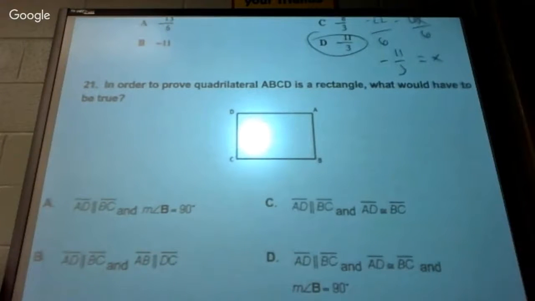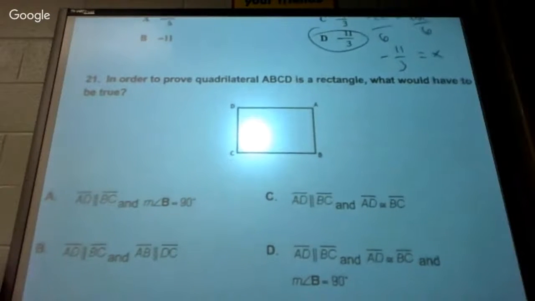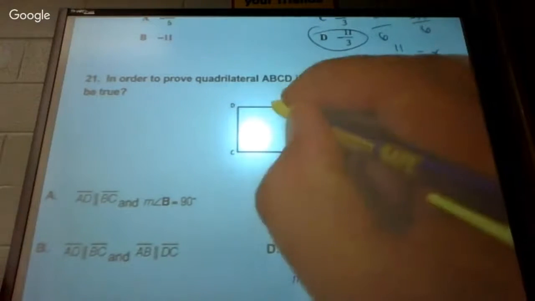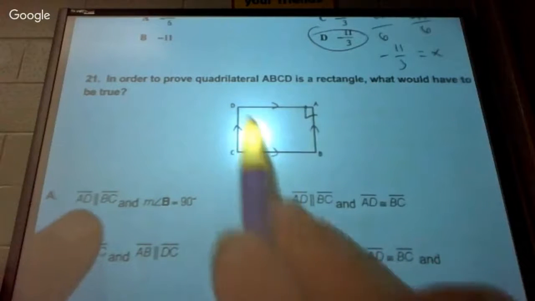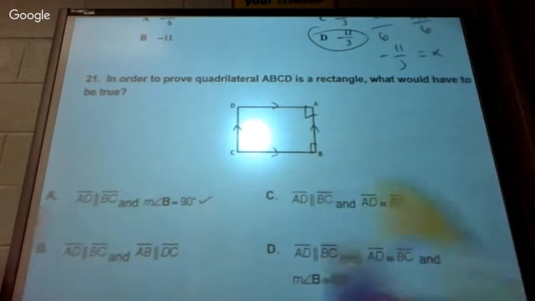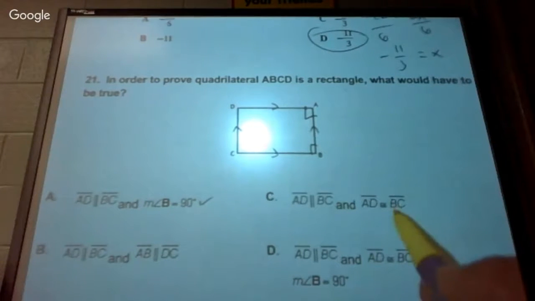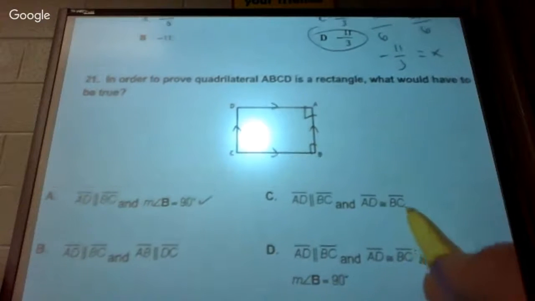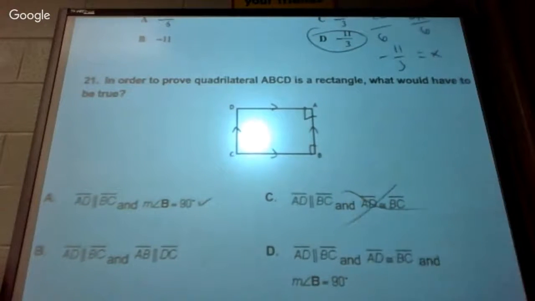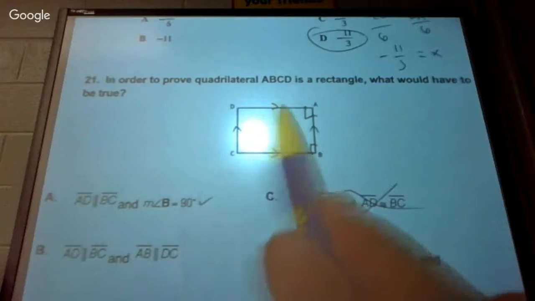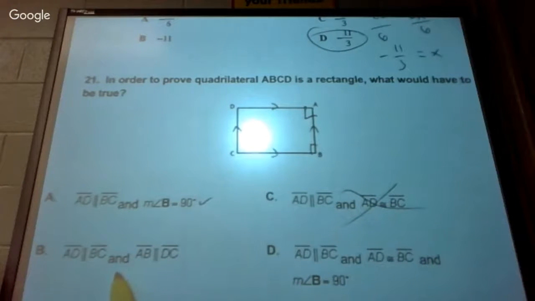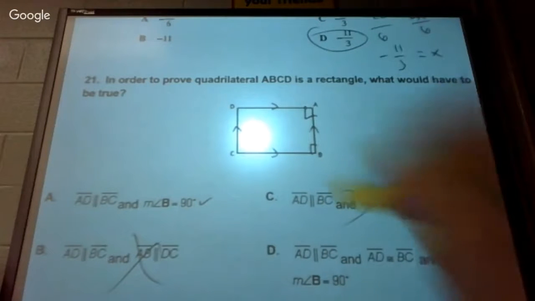Number 21, in order to prove the quadrilateral ABCD is a rectangle, what would have to be true? Well, you got to have right angles. You got to have parallel lines. Let's see. A and D are parallel, and angle B is 90. Sounds pretty good. A and D are parallel, and AD and BC are congruent. That's good, but that's not as good as A because that could be a parallelogram. So this one's not right. We have parallel lines. Well, that could be a parallelogram as well. AD and BC are parallel. AD is congruent to BC.